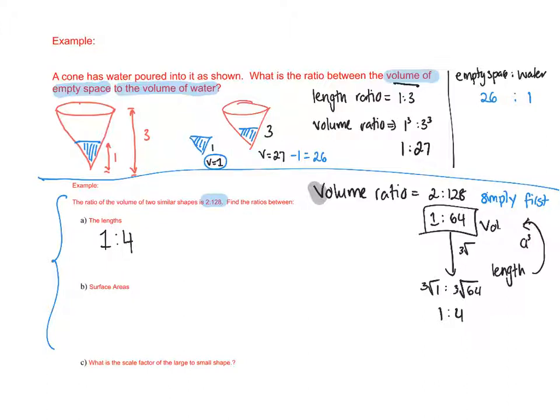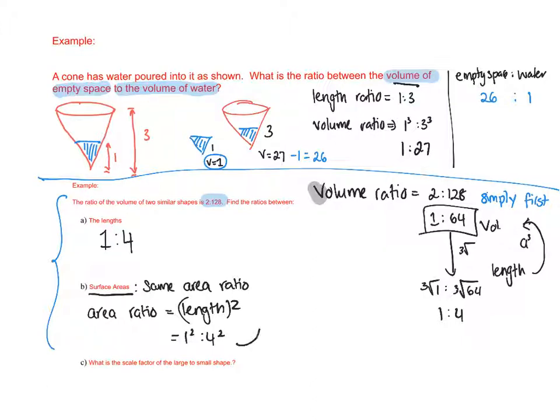Now, if you're asked for the surface area, that is the same as area ratio. So how can we find the area ratio? Can't we find the area ratio by squaring the length ratio? I'm going to say it equals 1 squared to 4 squared, and you could just simplify that to actual numbers, which would be 1 to 16.